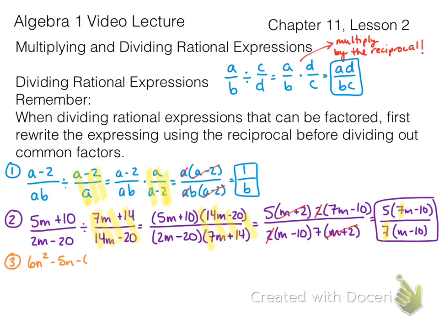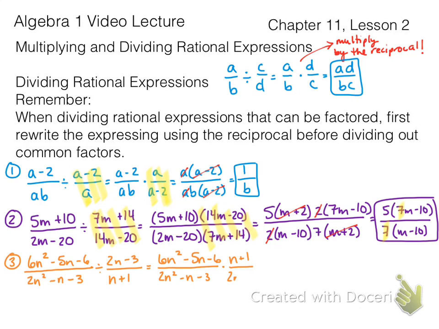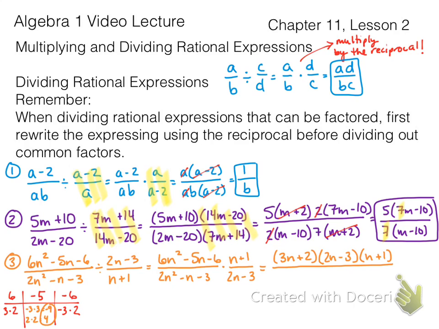All right, third example. Oh, some factoring. Oh, lordy. Well, I'm going to go ahead and multiply by the reciprocal. And then I'm going to factor the top, which is the 6n squared minus 5n minus 6. So I'm going to go ahead and factor that. And you can check my factoring if you don't believe me. And then I'm going to factor the bottom part, which is the 2n squared minus n minus 3. There we go. Factored away.